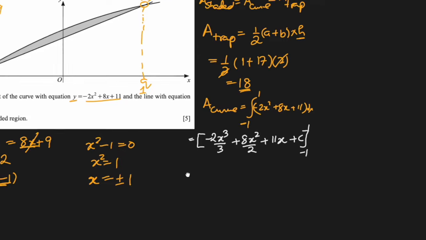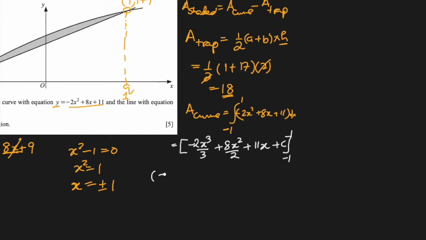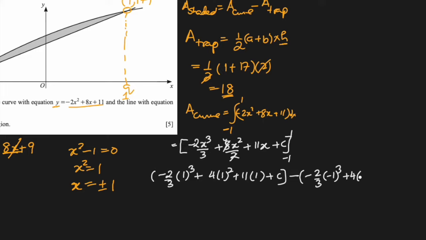And now we will substitute -1 and 1 to get that value. So minus 2 over 3, we'll substitute 1 first, 1 cube, plus 4 times 1 square plus 11 times 1 plus c, minus, you write c or don't write it, it's okay because it is going to get cancelled out. Many people don't write it. Minus 2 over 3 times minus 1 cube, 4 times minus 1 square, plus 11 times minus 1 plus c. So the first thing first, we should cancel c. This will be plus 11, this will be plus 11. Okay, so let's do it one by one.